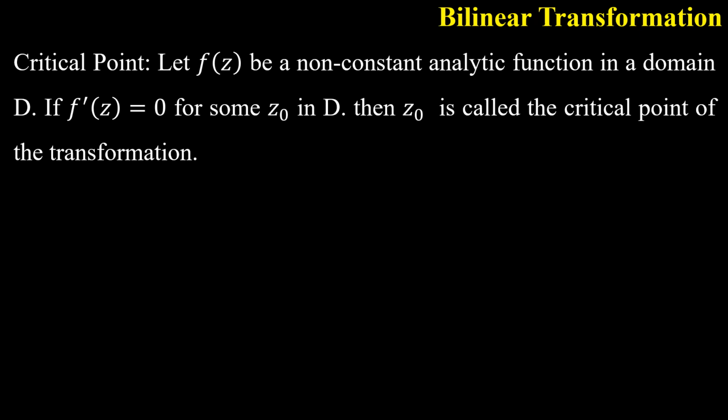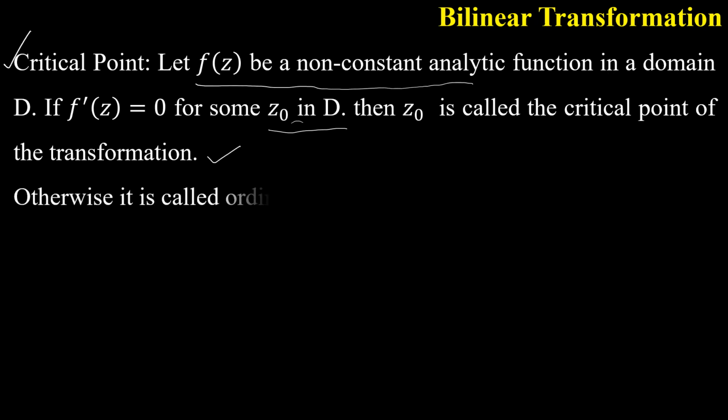Now we talk about the critical point. Let f(z) be a non-constant analytic function in a domain D, and f dash z is equal to 0 for some z0 in D. Then this z0 is called the critical point of the transformation. You must see here f(z) is a non-constant analytic function. We will see this in the examples as well. Otherwise, the points are called ordinary points.